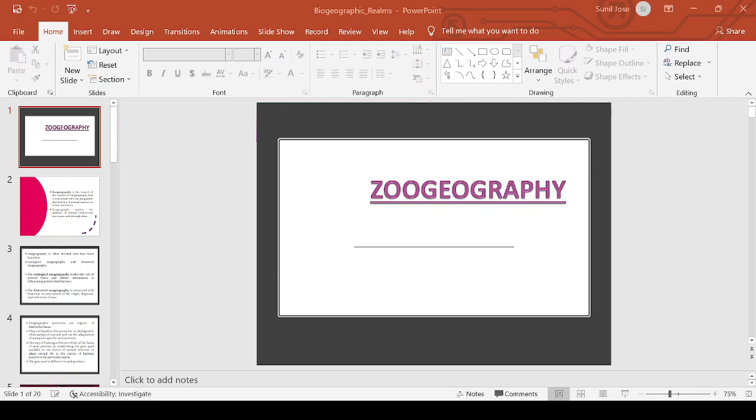Those kinds of aspects are studied under historical zoogeography. Historical zoogeography mainly deals with the distribution of animal fossils in different parts of the world. Now we know that there were dinosaurs, and from different parts of the world we are discovering fossils of dinosaurs. But now there are no dinosaurs. What happened to the dinosaurs?